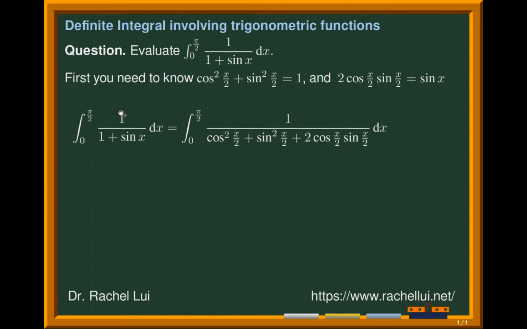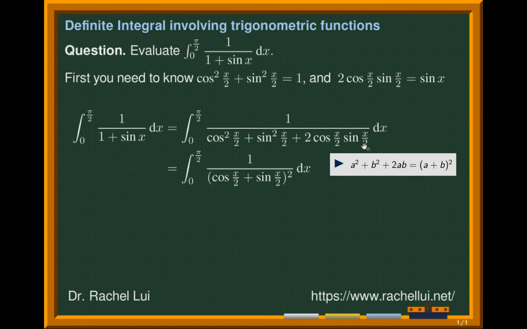So right now the question becomes 1 over cosine squared x divided by 2 plus sine squared x divided by 2 plus 2 cosine x divided by 2 sine x divided by 2. How do we get this? The 1 is replaced by cosine squared x divided by 2 plus sine squared x divided by 2, and the sine x is replaced by 2 cosine x divided by 2 times sine x divided by 2. Then we will use an algebraic identity: a squared plus b squared plus 2ab becomes (a plus b) squared.